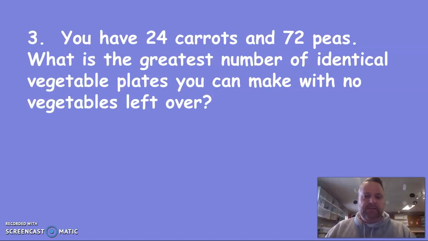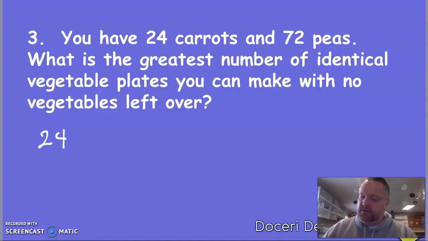You have 24 carrots and 72 peas. What is the greatest number of identical vegetable plates you can make with no vegetables left over? Okay, we are going to be using our factor rainbow. To do this, what we're looking for is the greatest common factor. Anytime they're asking about this kind of a problem, it's the greatest common factor. So I'm going to write the list for 24 and for 72. Okay, looking for factors. This is similar to our rainbow, but I'm not going to do the curved part. I'm just going to list them out.